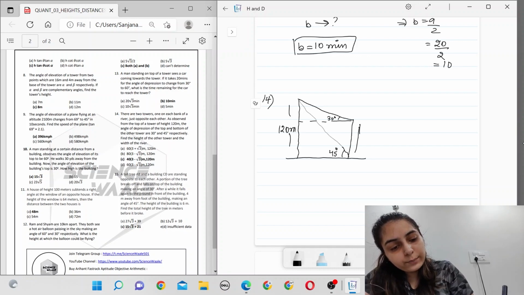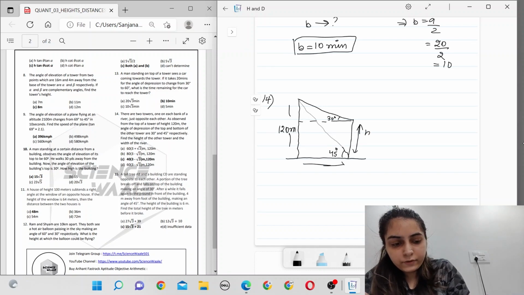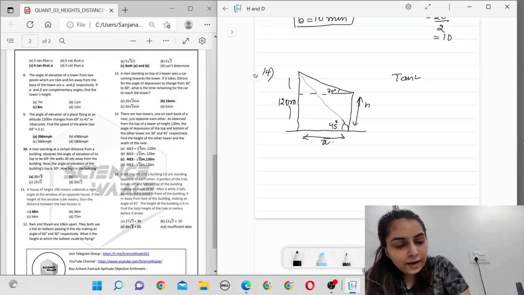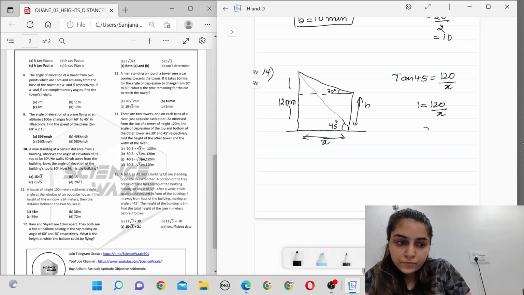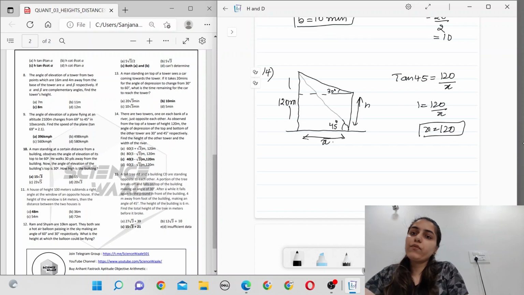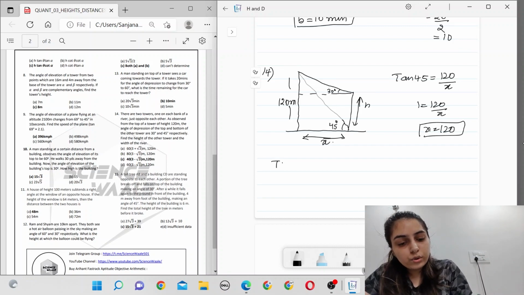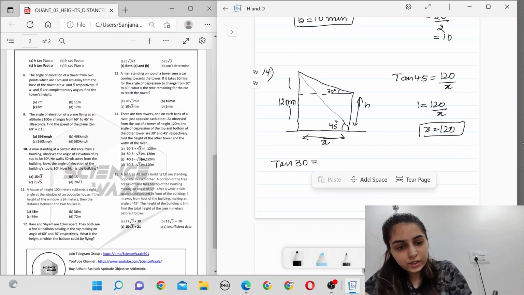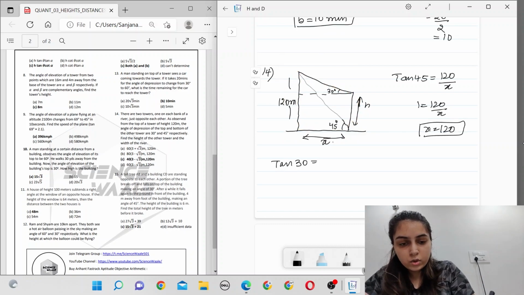Let the height of the other tower be h and let the width of the river be x. So tan 45 is equal to 120 by x, 1 is equal to 120 by x, so x is equal to 120. So the width of the river is 120 meters. Now we need to find the height of the other tower. So tan 30 is equal to, if this part of the tower is h, this is also going to be h. So this will be 120 minus h.